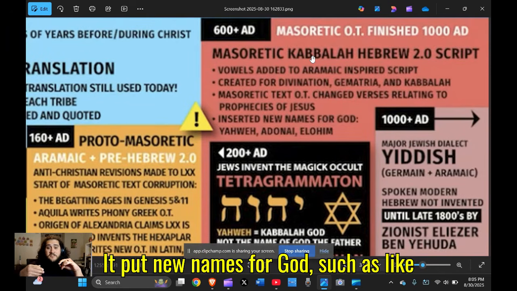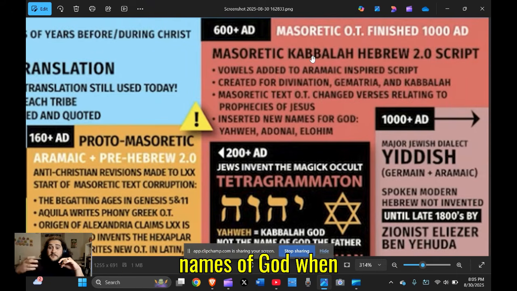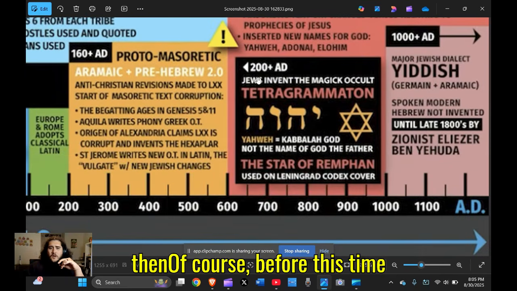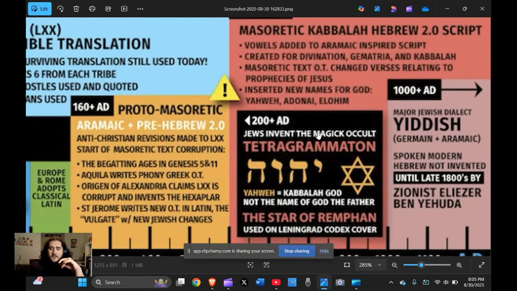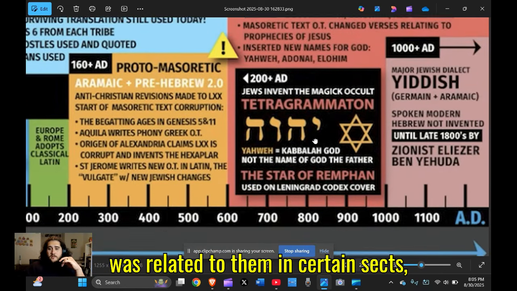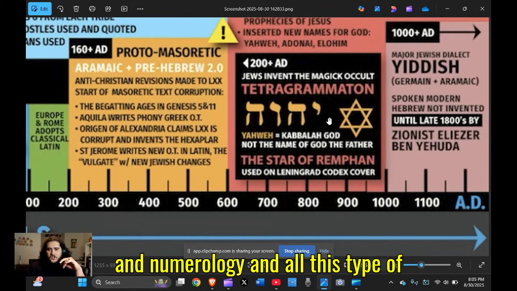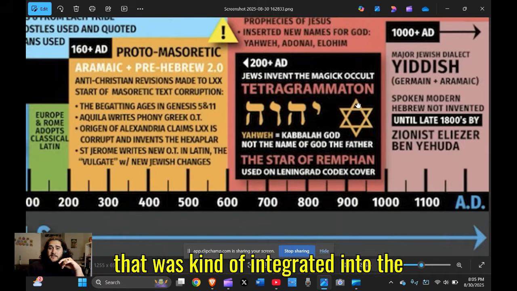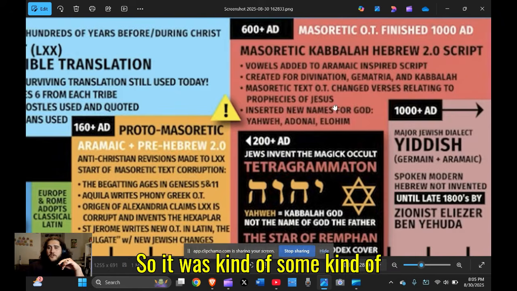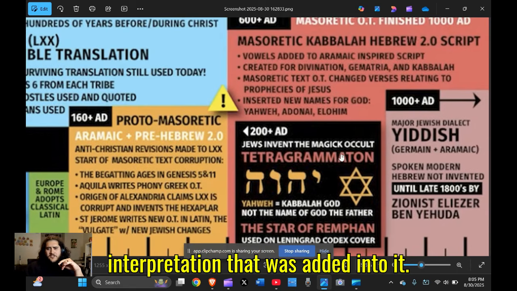It put new names for God, such as Yahweh, Adonai, Elohim, and other different epithets or names of God when those weren't necessarily there. And then, of course, before this time, you can also look into this more, but there was a lot of magic and occult stuff that was related to them in certain sects. And there was a lot of Kabbalah magic and numerology and all this type of stuff. And that was kind of integrated into the actual language of the scripture. So it was some kind of Jewish mystical interpretation that was added into it.